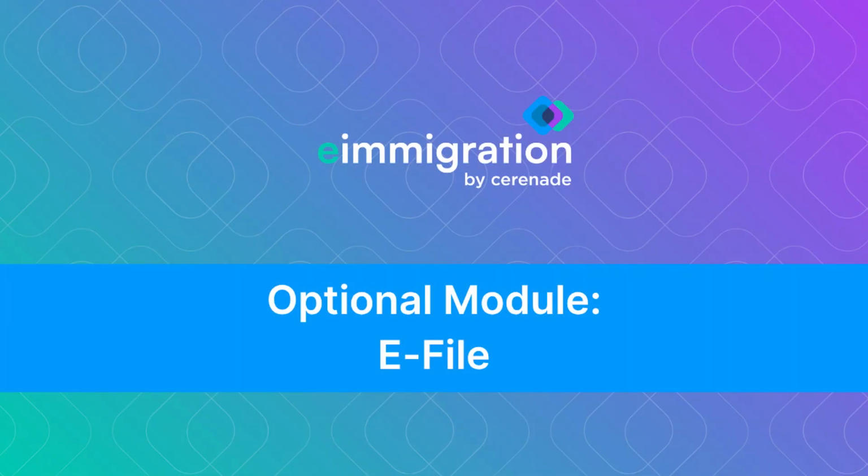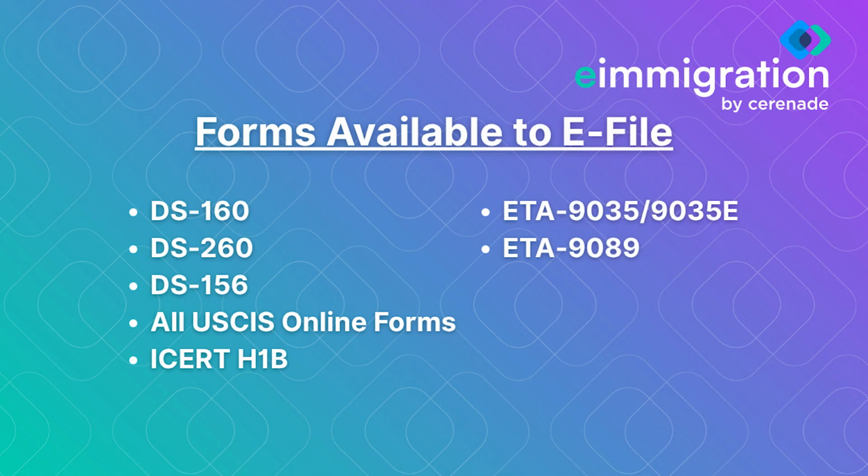The e-filing optional module allows you to prepare forms on eIMMIGRATION and have those forms transferred directly into the government websites that allow you to electronically file forms. Forms like the DS-160, the DS-260, and pretty much all the forms for My USCIS, ETA 9089, and iCert H-1B.